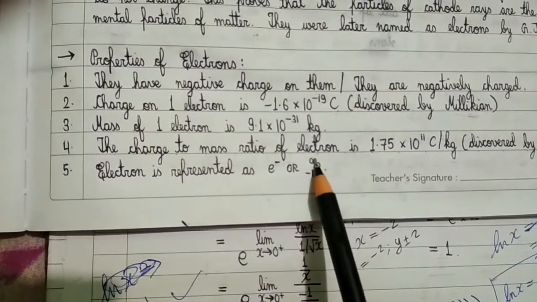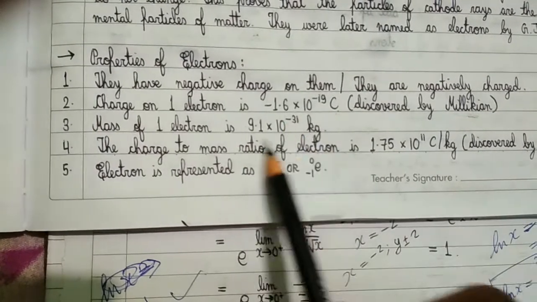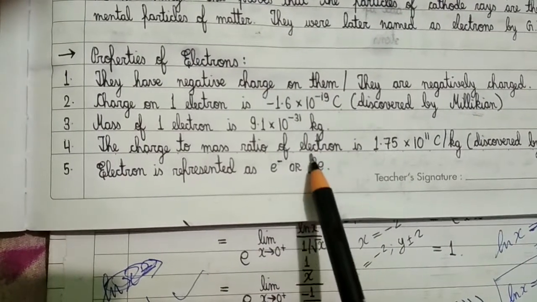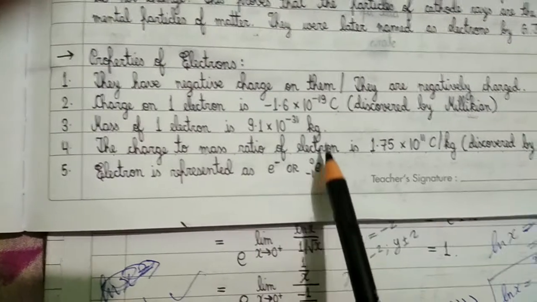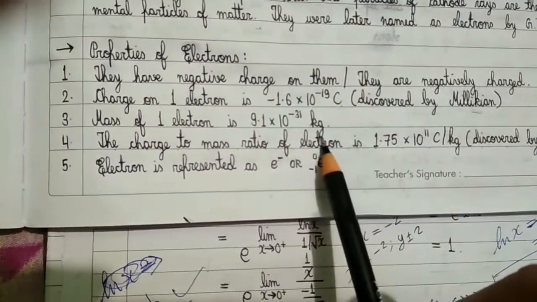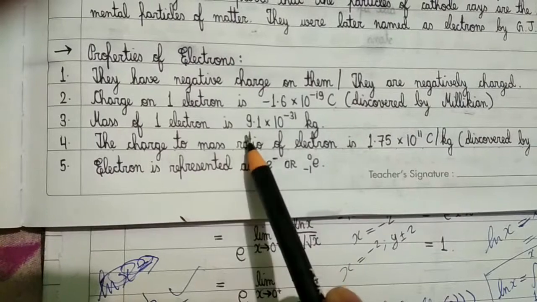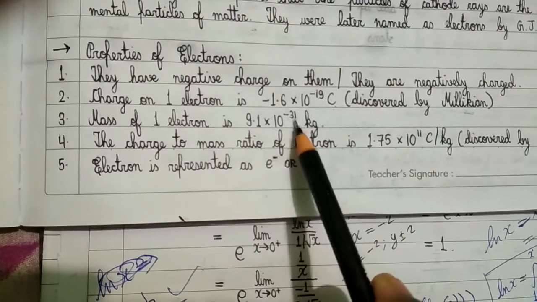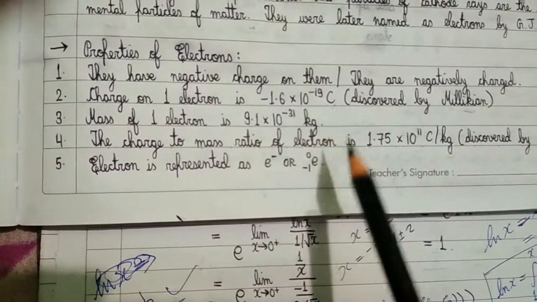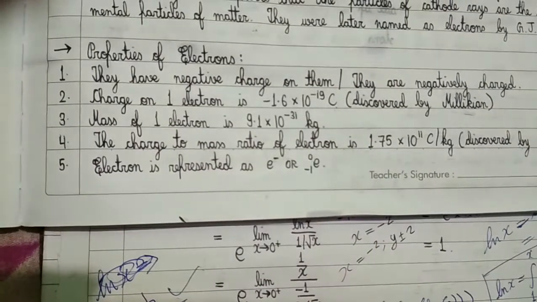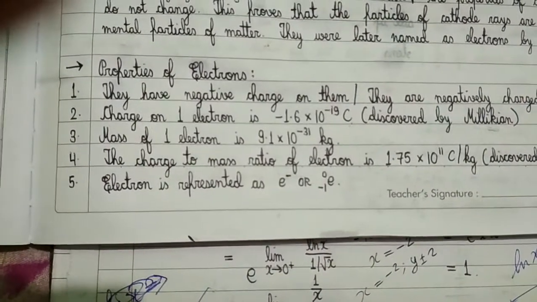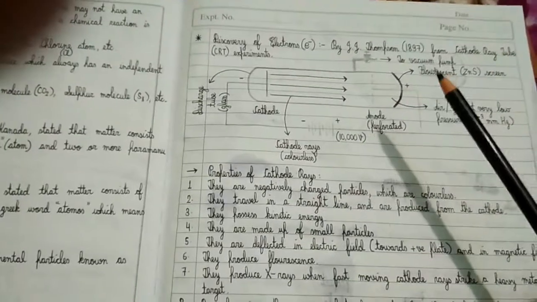Now the mass is so small that it is neglected. So the mass of electron is written as 0. It doesn't mean that the mass of electron is actually 0. Electron has some mass, that is 9.1 into 10 to the power negative 31 kilograms, but the mass is so small that it is neglected. Okay, this is all I've got for the discovery of electrons.